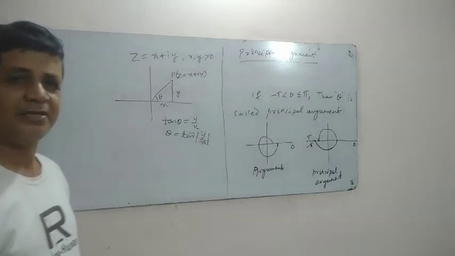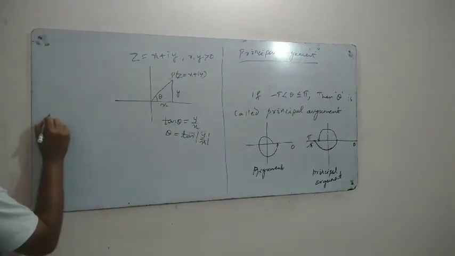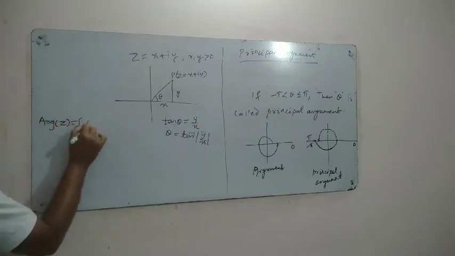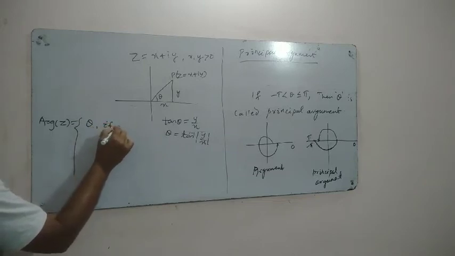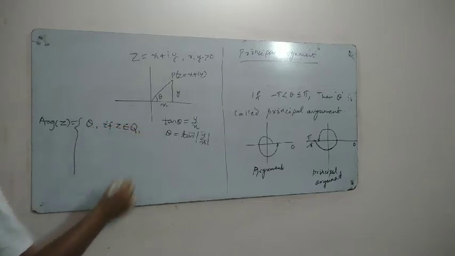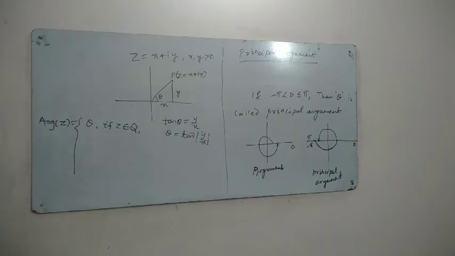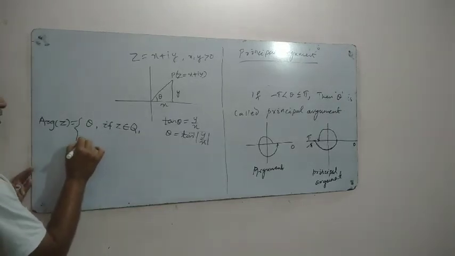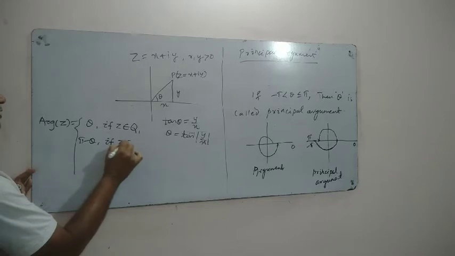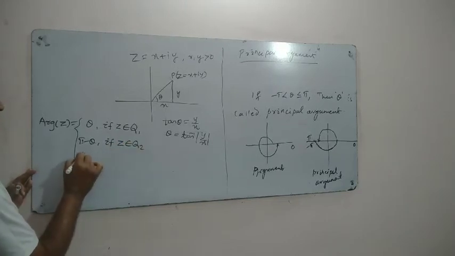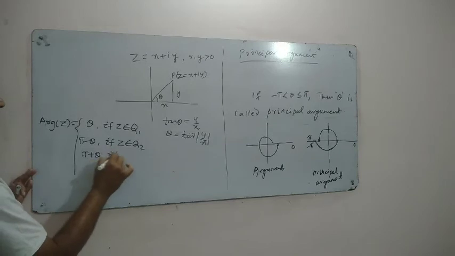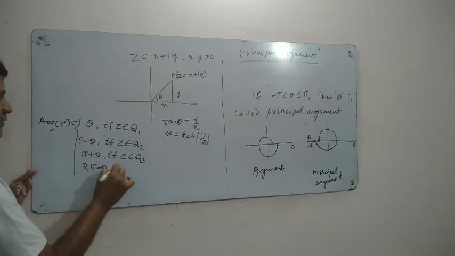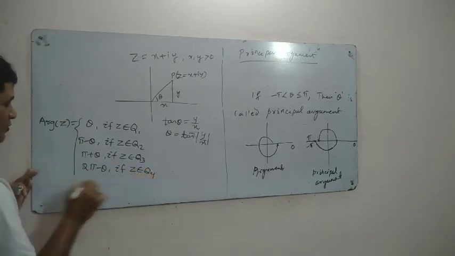If it lies in the third quadrant, then write the formula for argument of z. Argument of z is equal to theta if z belongs to Q1, the first quadrant, and theta is tan inverse y by x. It is pi minus theta if z belongs to Q2. It is pi plus theta if z belongs to Q3. It is 2 pi minus theta if z belongs to Q4.